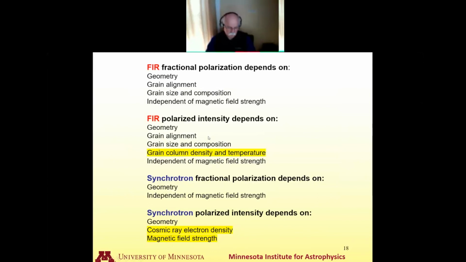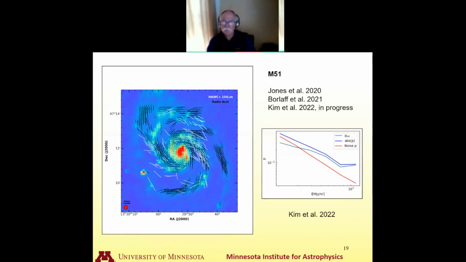I'm going to leave this slide just in case you go back and look at this presentation later on. And I'm going to go straight to M51. Okay, so there's been a lot of work on M51, and there's some in progress. Kim is still working on it. This is the latest M51 polarization from the far infrared. That's in white, those white vectors, and the radio is in black.